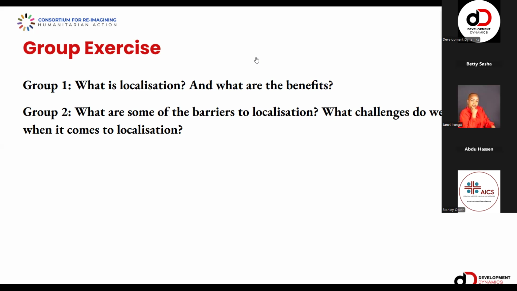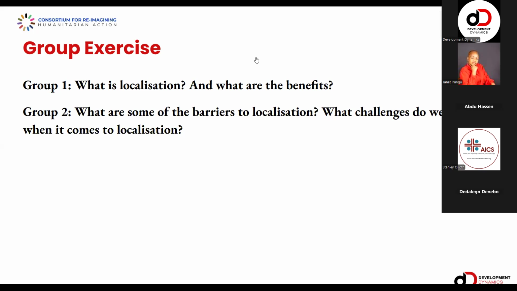Yeah, then I see a question from Denebo. What is the role of government in localization? I would like to take this from a Kenyan context. In Kenya, when you go to the rural areas rather than the urban areas, you realize there's such high regard and respect placed upon the local administration. A good example is a comedian in Kenya who has been doing community-led efforts to support people in the communities.